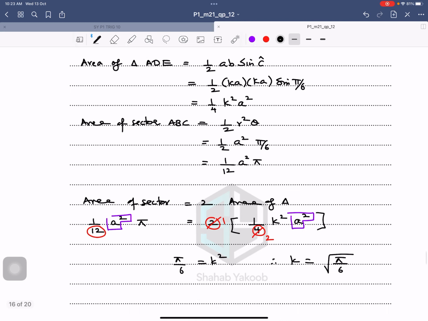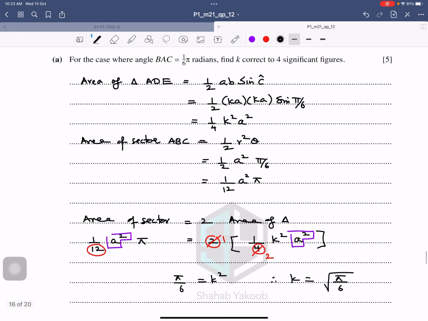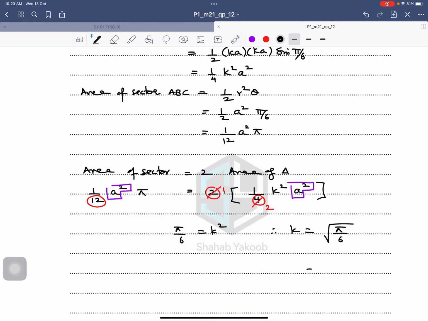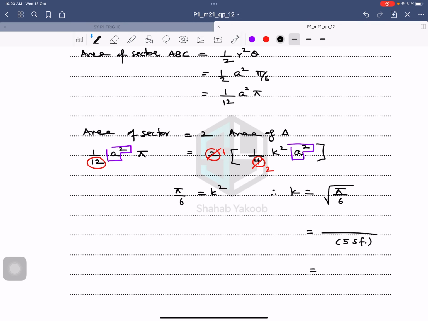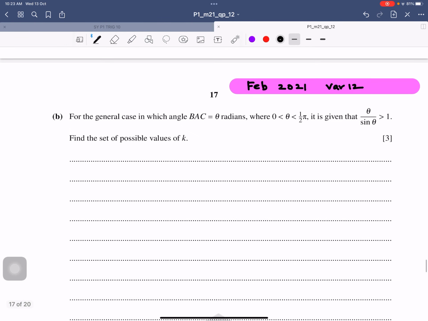But the examiner is insisting upon giving the answer correct to 4 significant figures in this particular question. So use a calculator, write the answer first correct to 5 significant figures, then write the final answer according to the required significant figures. Let's move on to the next part.